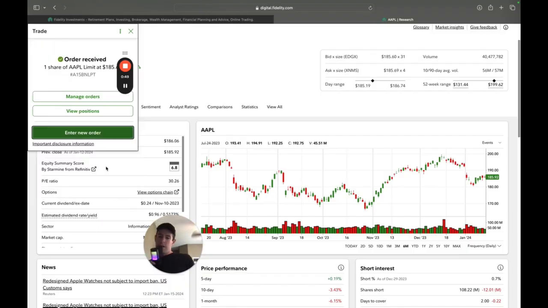So boom, I just made an order to buy Apple. One share of Apple. So that's a little tutorial on how to buy stock.